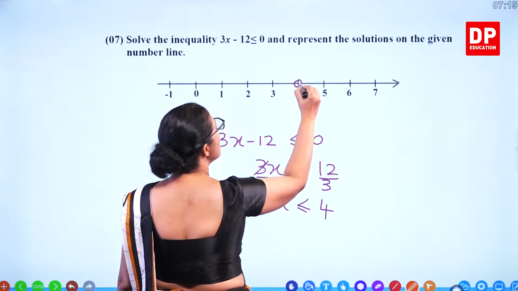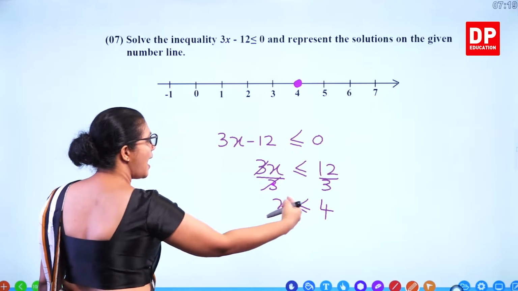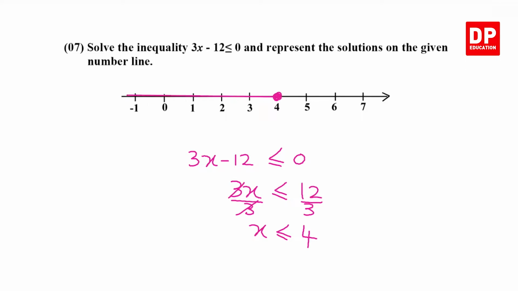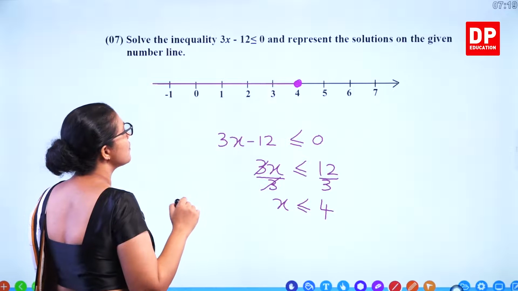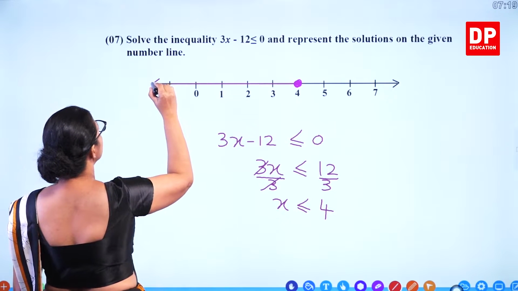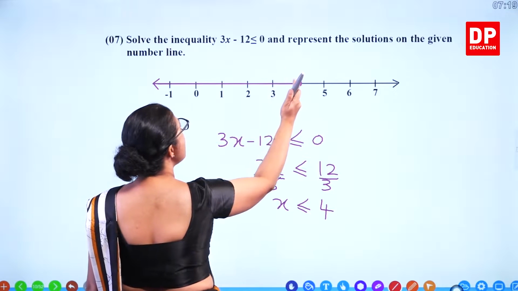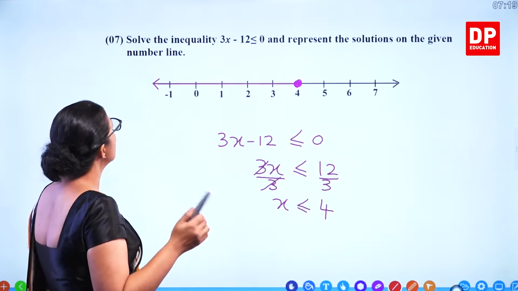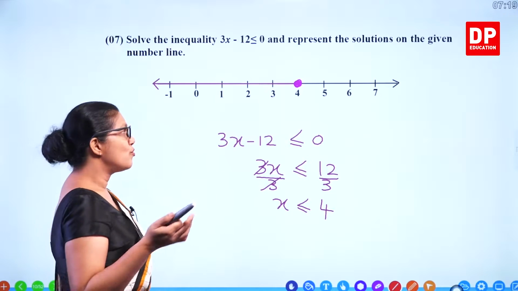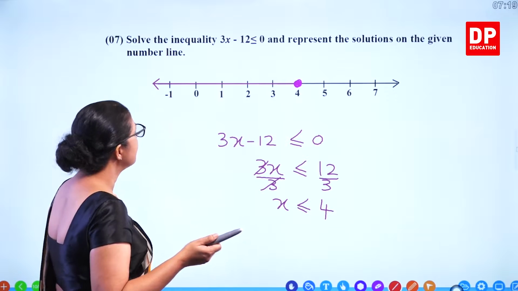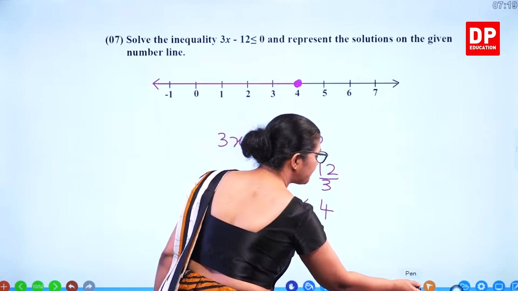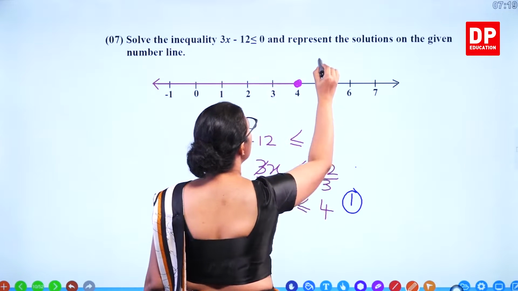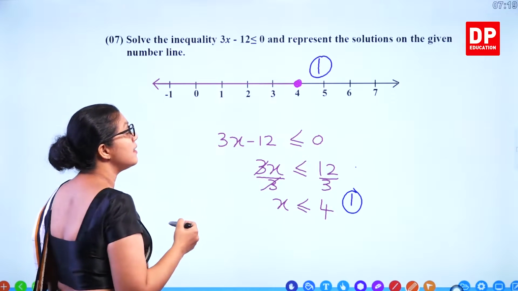So you draw a solid circle and this is less than side. So you can draw the arrow towards left hand side. So that's the answer. So any value, either 4 or less than, you can take it. It's not given, only integers, so you can draw the line. So 2 marks for that, 1 mark for this, and 1 mark for drawing the line.